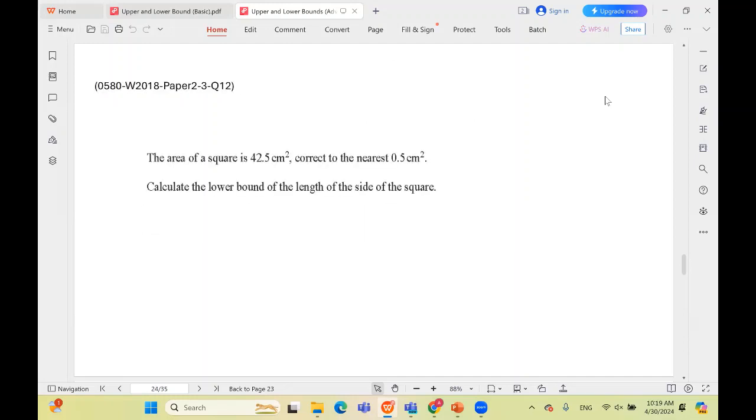The area of a square is 42.5, correct to the nearest 0.5. Calculate the lower bound of the length of the side of the square. So let's first get the lower bound for the area. We said before that the area of a square is side times side. And the area itself is 42.5, correct to the nearest 0.5. Let's multiply that by half. We get half times half, which is 0.25. So we're adding or subtracting 0.25. Here it's lower bound, so we are subtracting.